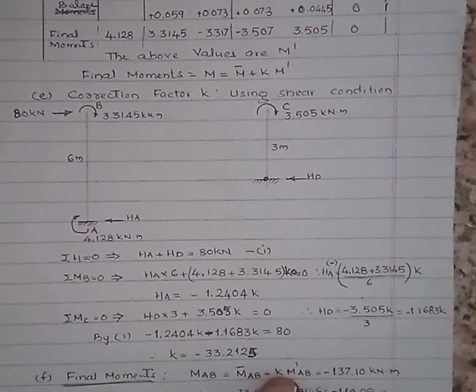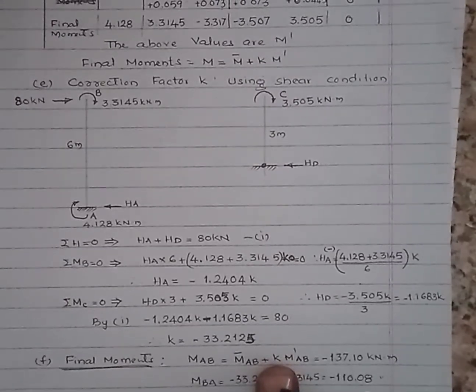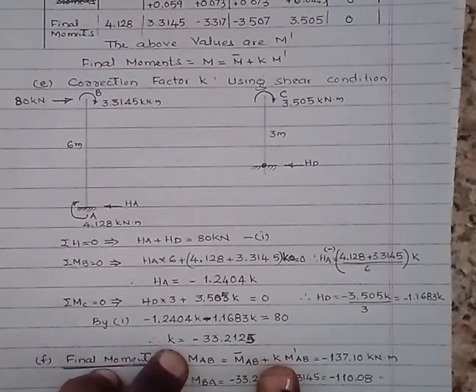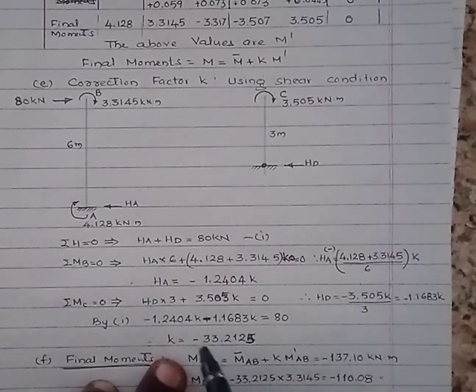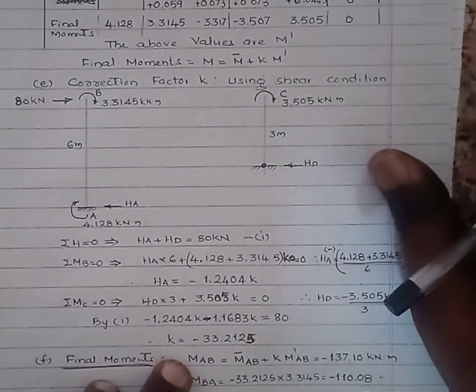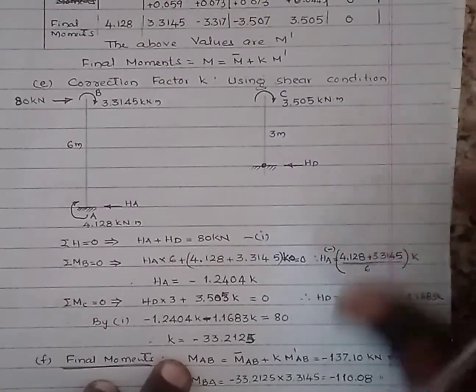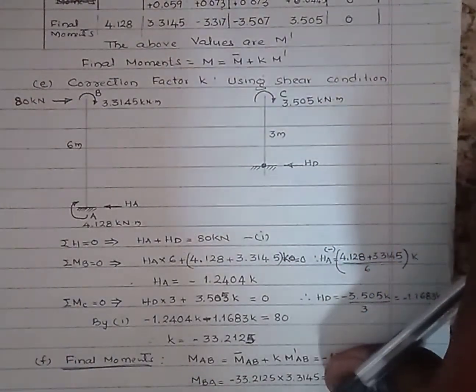Here after getting the value of HA and HD, by substituting the values of HA and HD in the above equation 1, now we can calculate the value of the constant, that is the correction factor K. Here we will get K equals minus 33.2125.